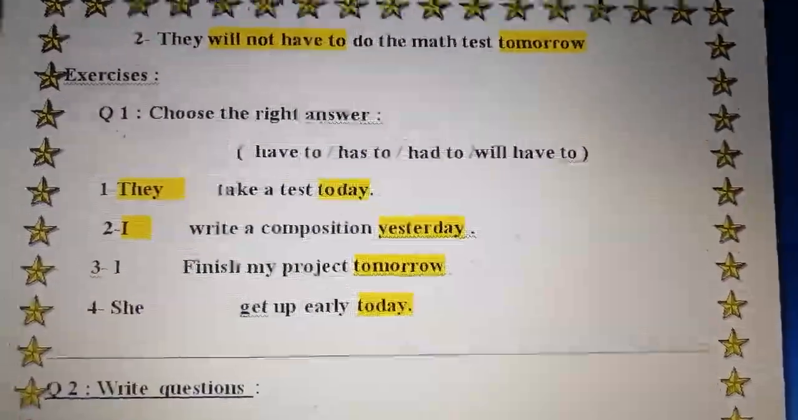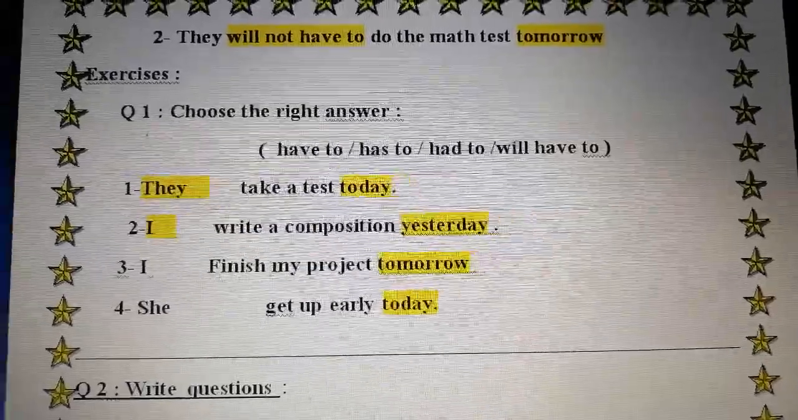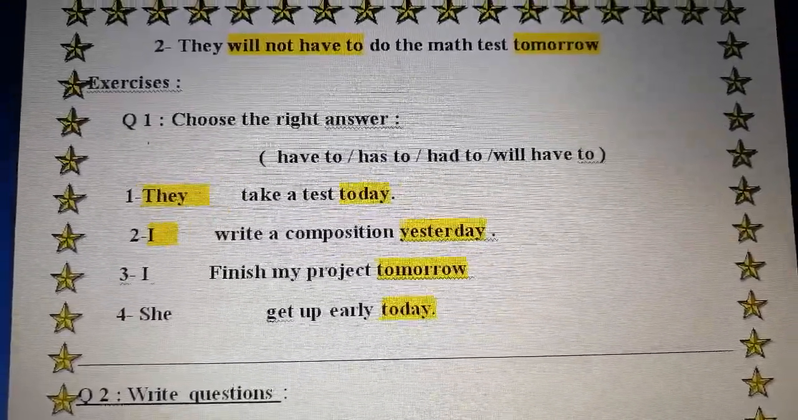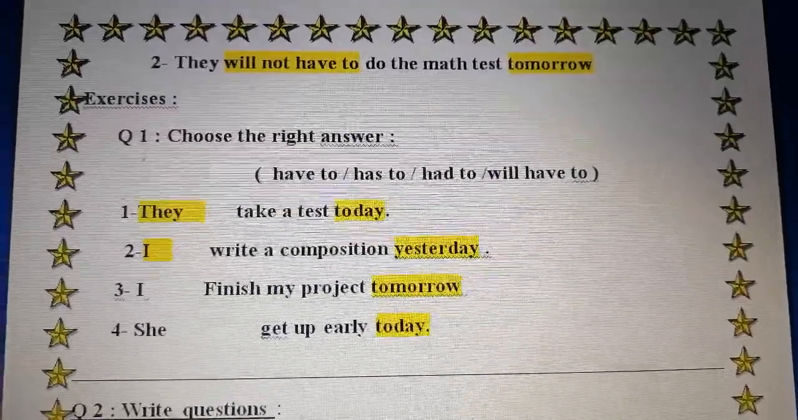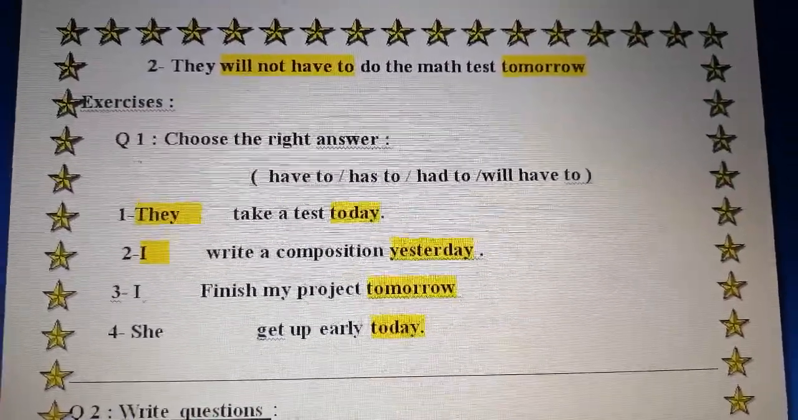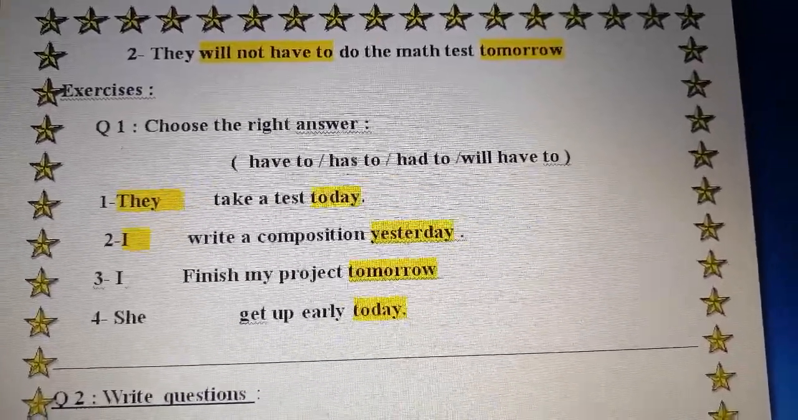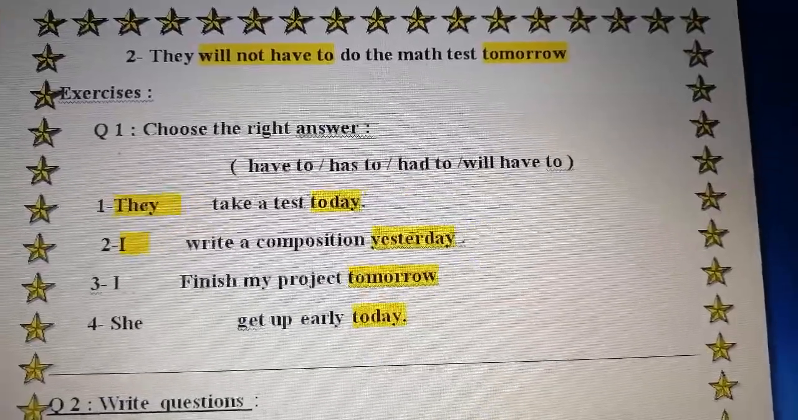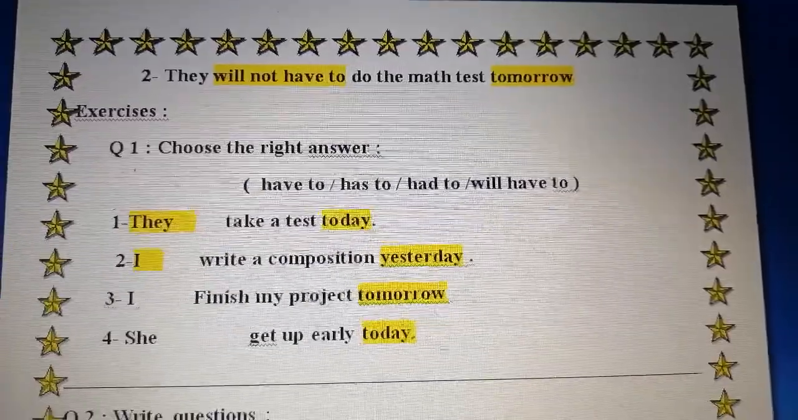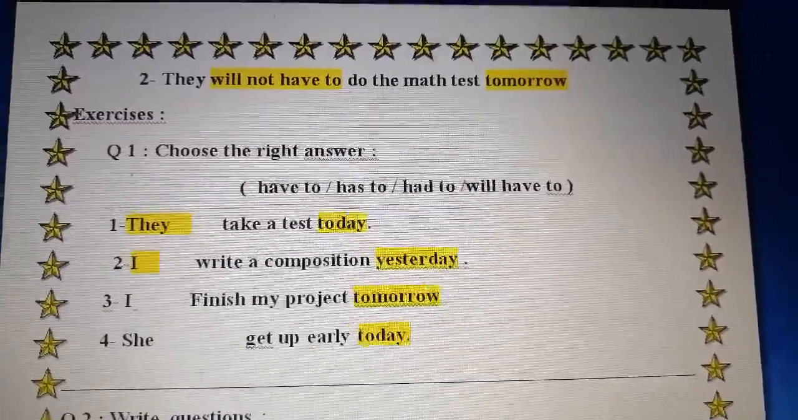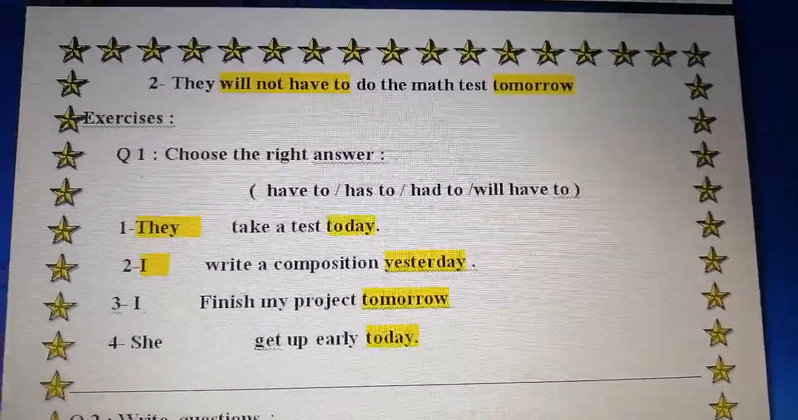Let's come here and see some exercises. Choose the right answer: have to, has to. Have to or has to? Present. But the have to we use for the plural, has to for the singular. Had to is for the past, for singular and plural. Will have to we use for singular and plural, when we talk about the future. So has to is for the present, had to for the past, will have to for the future.